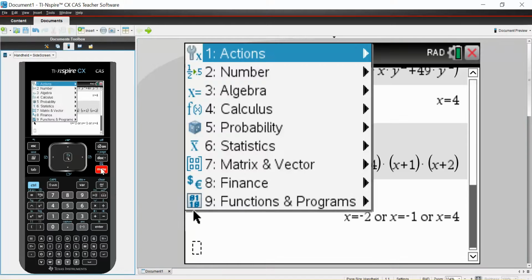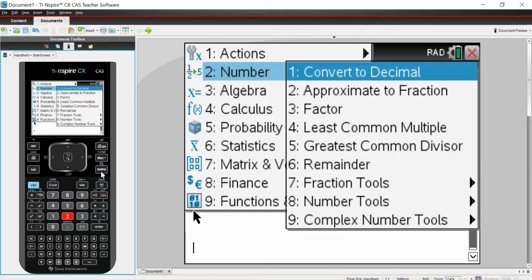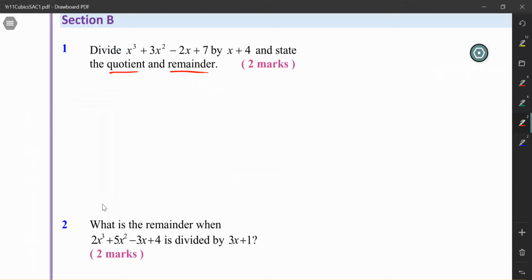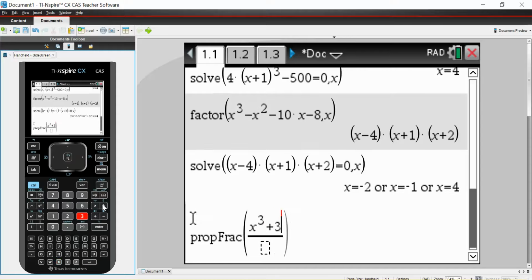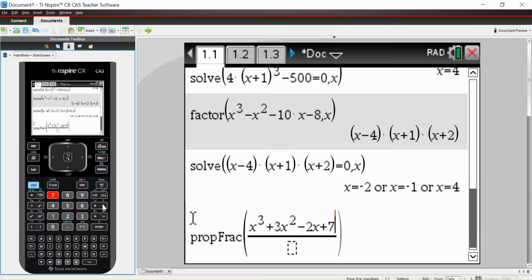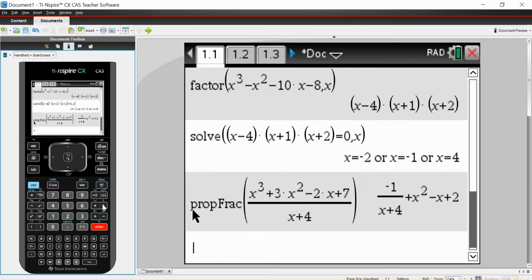So menu, I'm just bringing my cursor down. Menu, number, fraction tools, proper fraction, and I'm going to type in the fraction that we have here. We've got x cubed plus 3x squared minus 2x plus 7, and it's divided by x plus 4. Just double checking that I've done it right. Minus 2x plus 7. Yes.